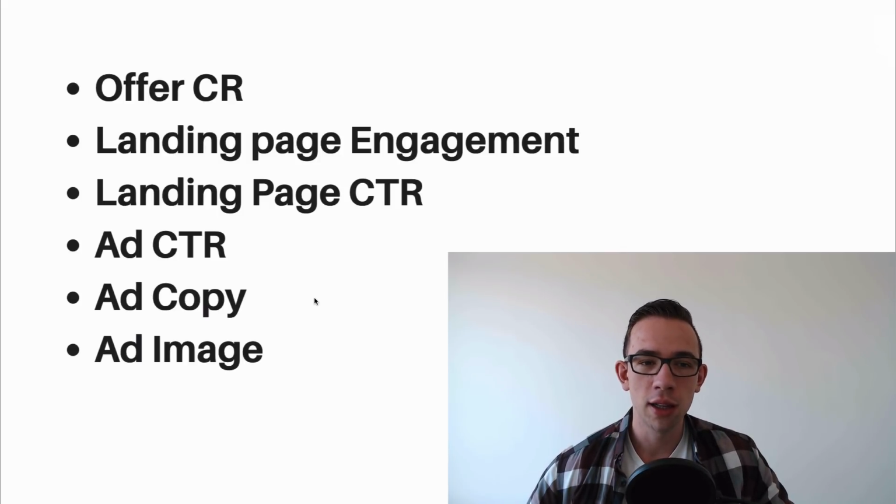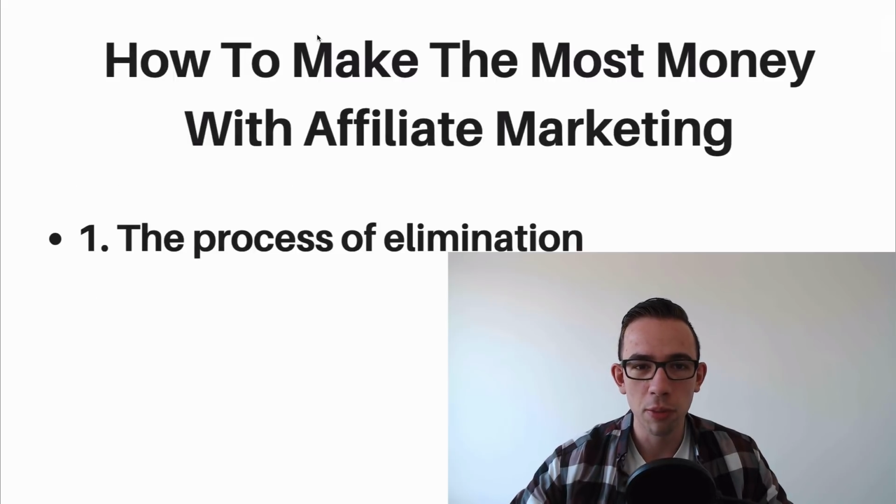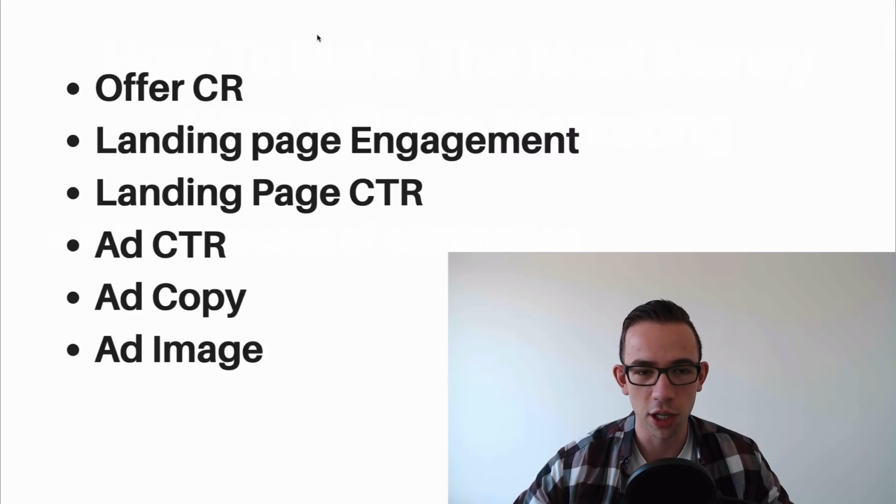However, keep in mind, it all comes down to testing. This is just the process of elimination. As soon as you see there's potential in something and you want to optimize it, take it to the next level. So I should actually, what did I call it? How to make the most money with affiliate marketing. I would actually have to call it how to optimize your affiliate marketing campaigns and then the process of elimination.